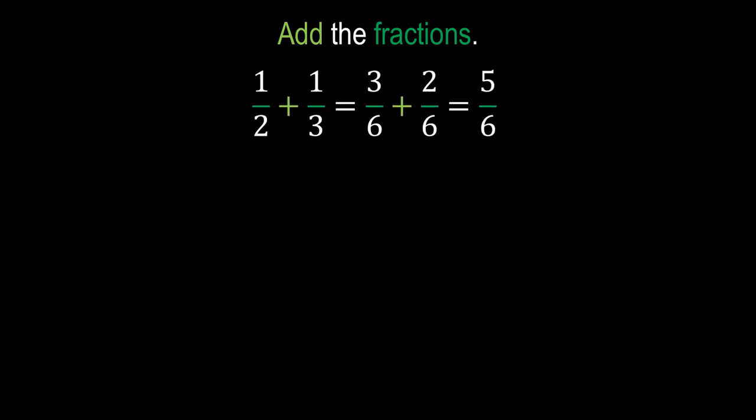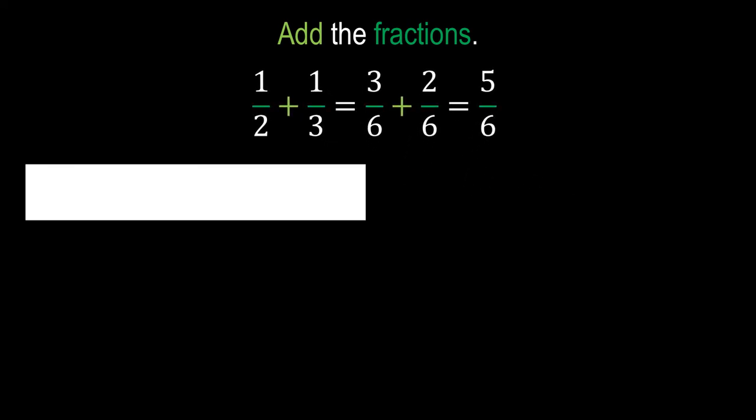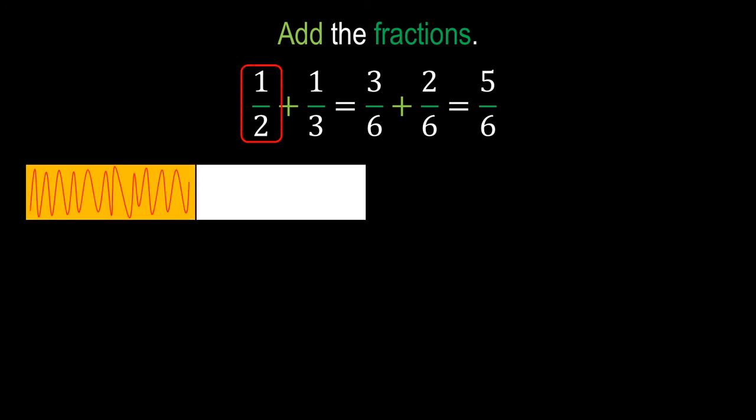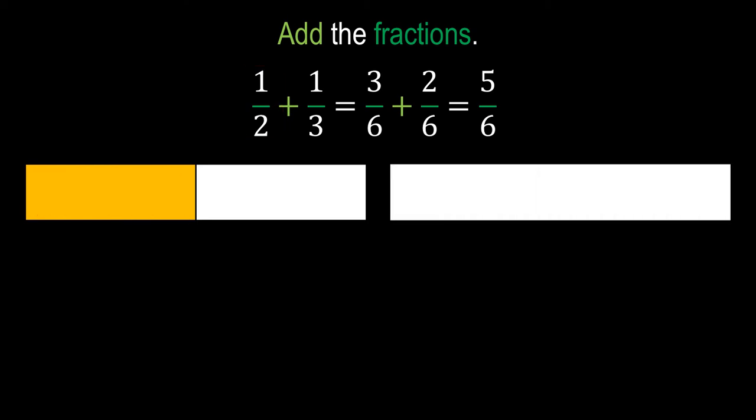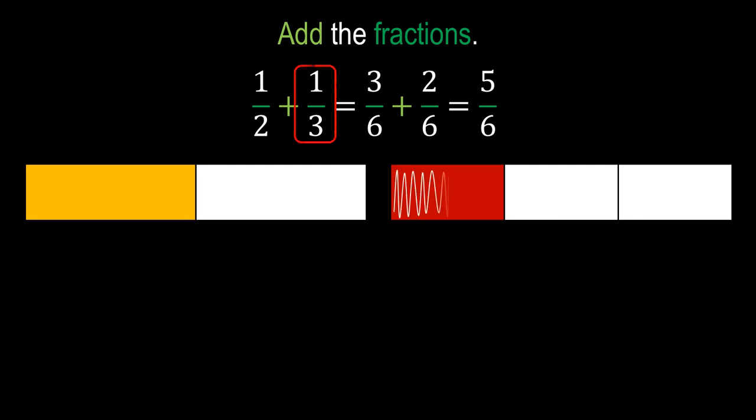Again, to visualize, we take a strip and divide it into 2 equal pieces and shade one of them. So here we have 1/2. We are taking another strip of the same size and dividing it into 3 equal pieces and shading one of them. So here we have 1/3.